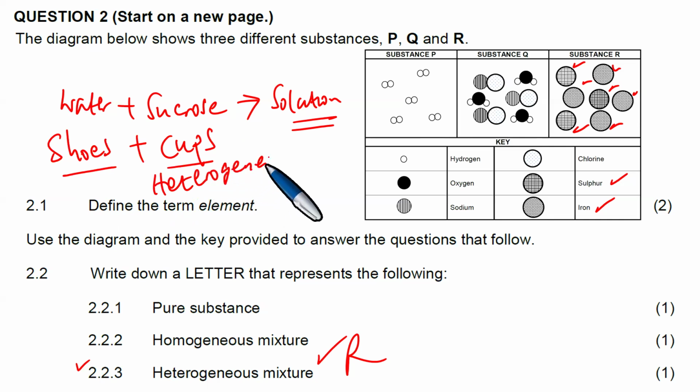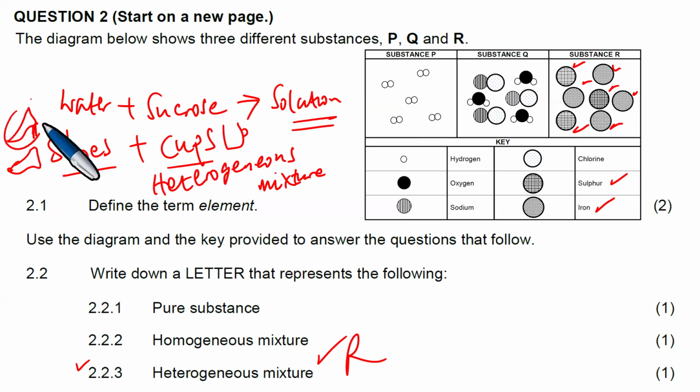Why is it a heterogeneous mixture? Because if you mix shoes and cups, you can still see that this one is a cup and this one is a shoe, a boot, whatever. You're able to see, okay, this one is a high heel shoe and this one is a cap. This kind of mixture is heterogeneous where you can still see the things. Here, you are able to see the iron and the sulfur because they don't quite mix, and therefore you can still see those substances there.